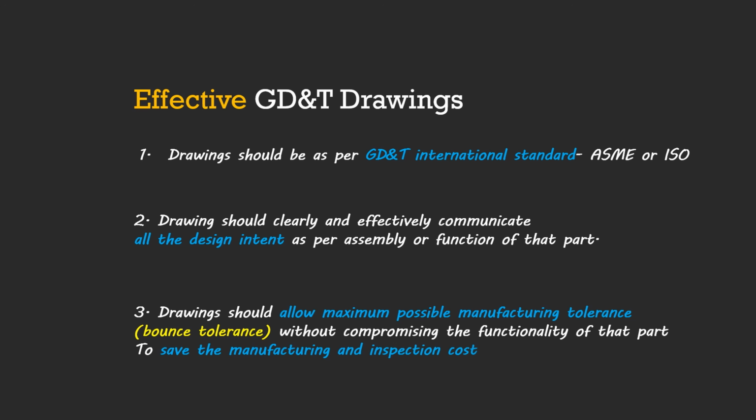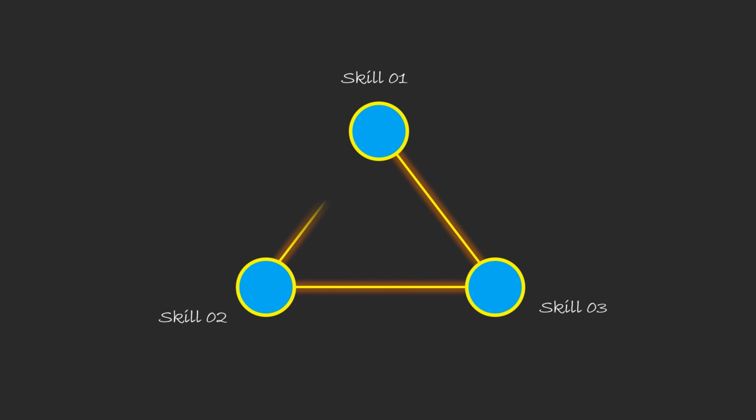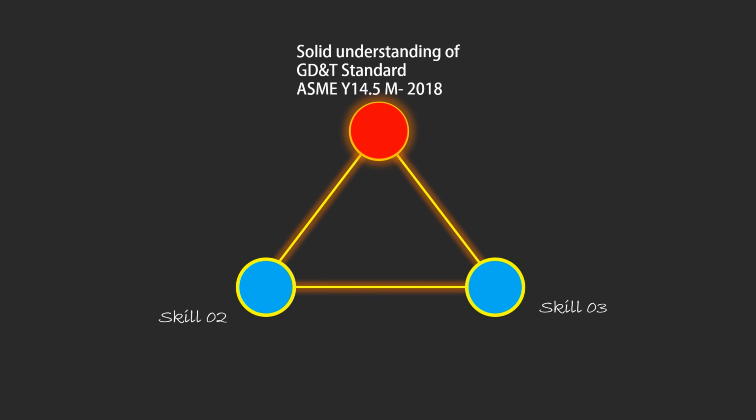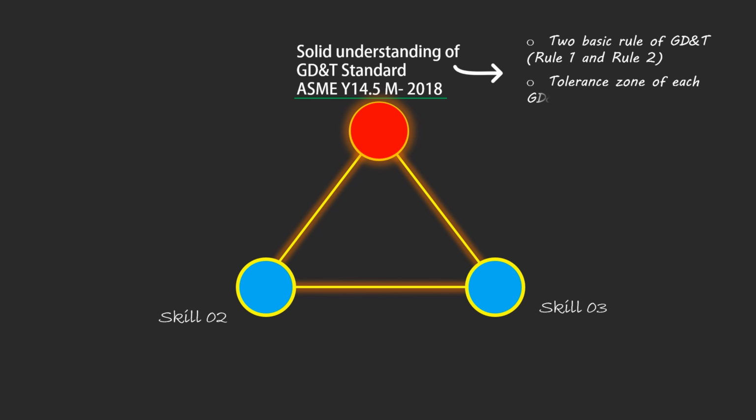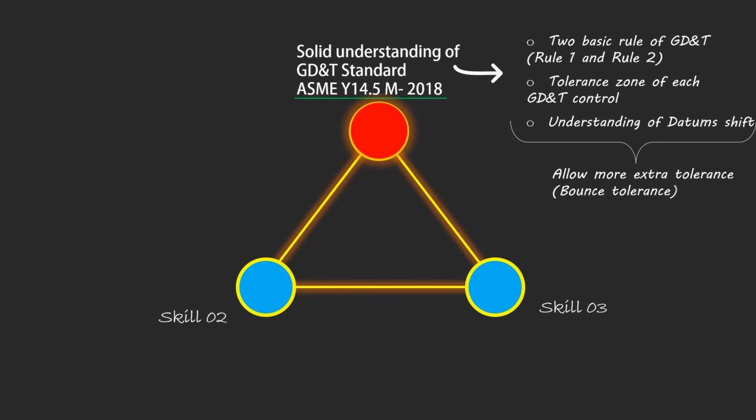So how to create the effective drawings? As per my experience as a machine design engineer, to create effective GD&T drawings, we have to master 3 core skills. One is solid understanding of GD&T as per the standard. In this series, we will follow ASME Y14.5M-2018. A deeper understanding of GD&T rules and the standard, like the 2 basic rules of GD&T, Rule 1 and Rule 2, the tolerance zone of each GD&T control, and understanding of the datum shift concept, makes us more comfortable to allow extra bonus tolerance to reduce the manufacturing and inspection cost.